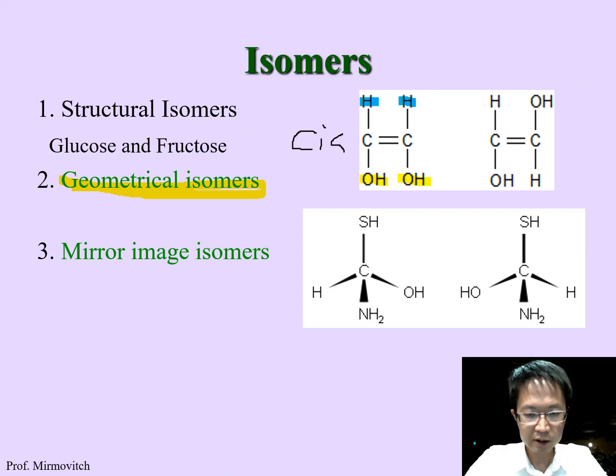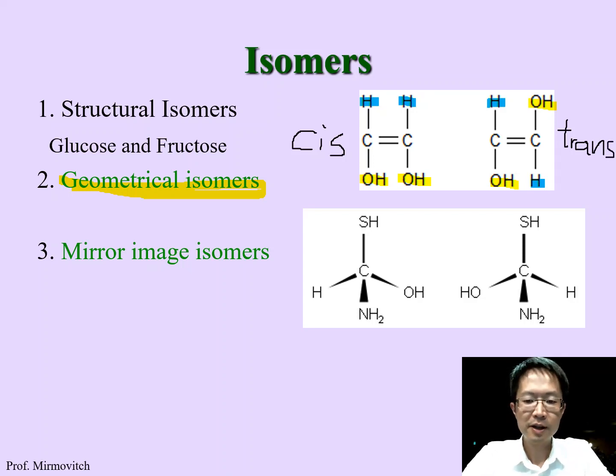This molecule is in a cis configuration because the hydroxyl groups and the hydrogen atoms are on the same side. On the other hand, for this one, you can see that the hydrogen atoms are diagonal, and the hydroxyl groups are also diagonal. We call this trans. Cis-trans, so this is what we call geometrical isomers.